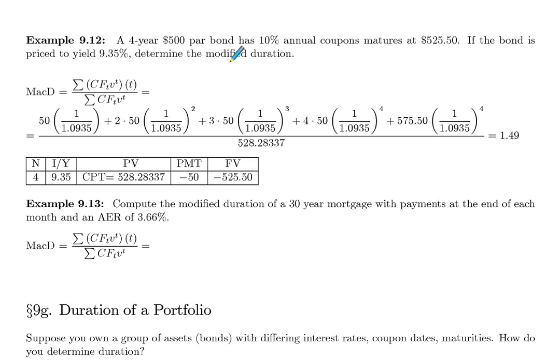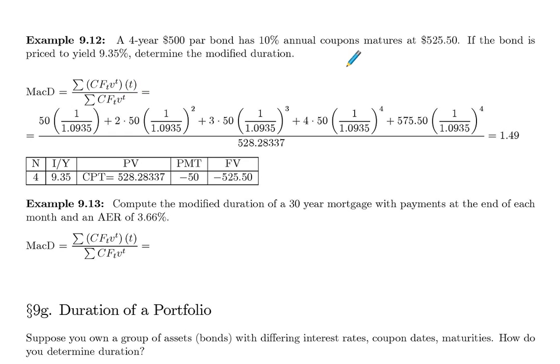Well, to get modified duration, you have to compute Macaulay duration. So what is Macaulay duration? Weight the times of the cash flows with the present value of the cash flows and divide by the present value of the cash flows, which is the price of the bond.